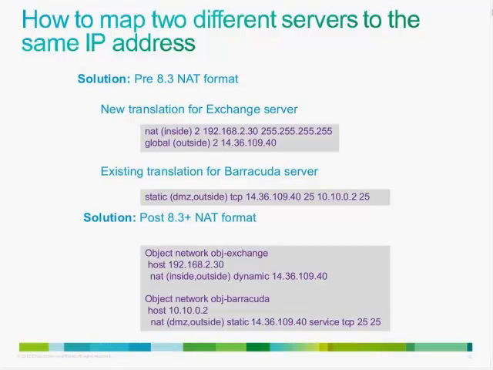If it is the 8.3 plus NAT syntax, we could still configure that, and the example is about that. So we configure an object for the Exchange server, put the Exchange server's IP address in that object, and then configure a NAT inside outside, and dynamically translate the Exchange server to look like the MX record IP address. And one more object for the Barracuda, put the Barracuda's DMZ address and configure NAT DMZ outside. Notice this is DMZ outside because that's where the Barracuda server lives. And it is statically mapped to the MX record to service only the TCP port 25, which is the email port.